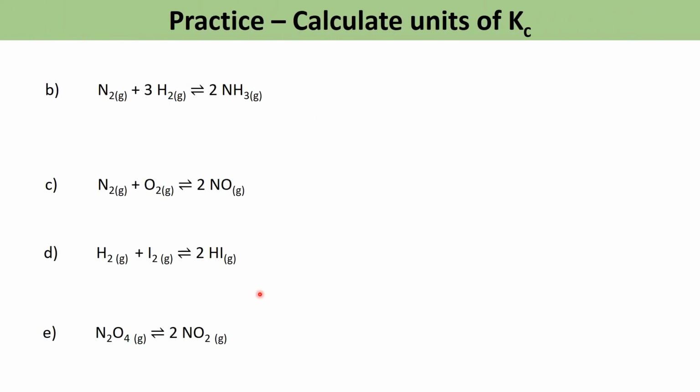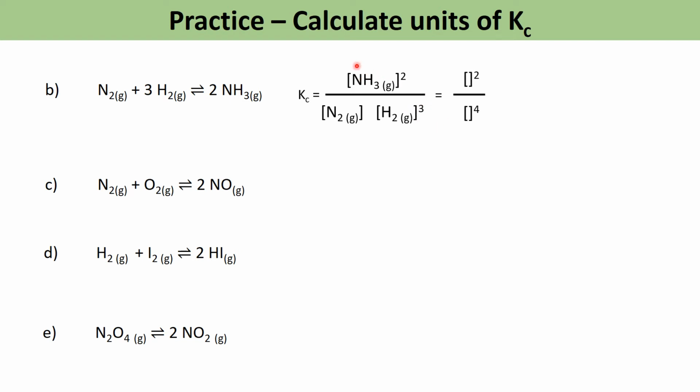So what I want you to do now is pause the video and practice calculating the units of Kc for the remaining expressions that were shown in the first starter activity. Okay, so let's have a look at this first one here. We're going to start off by writing an expression for Kc. It's the concentration of products divided by concentration of reactants, each raised to the power of their coefficients. So we're going to get this, ammonia squared, divided by this to the power of 1, and hydrogen to the power of 3 cubed. Now we're going to plug in the units.